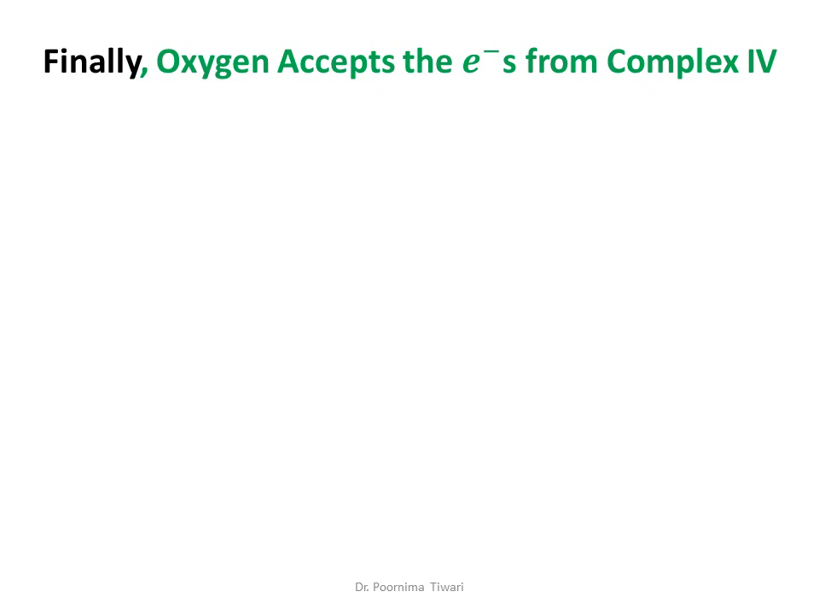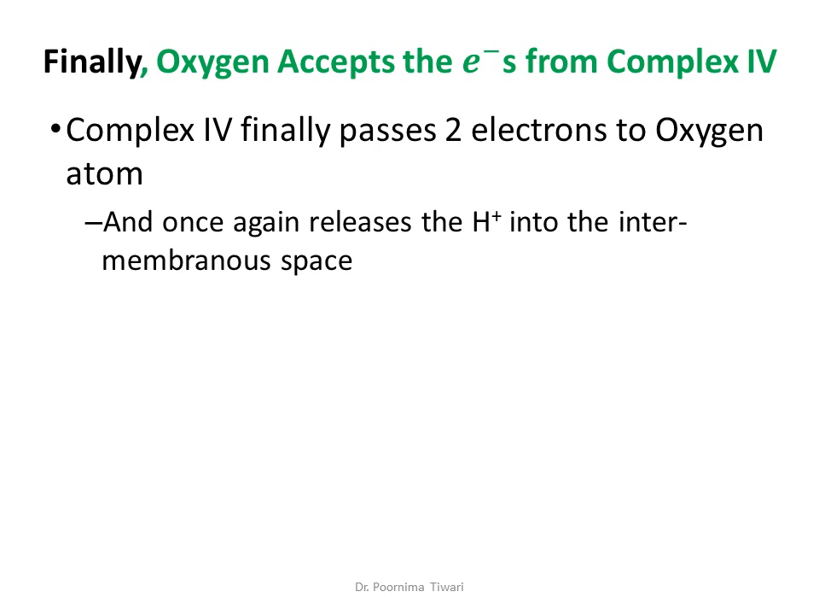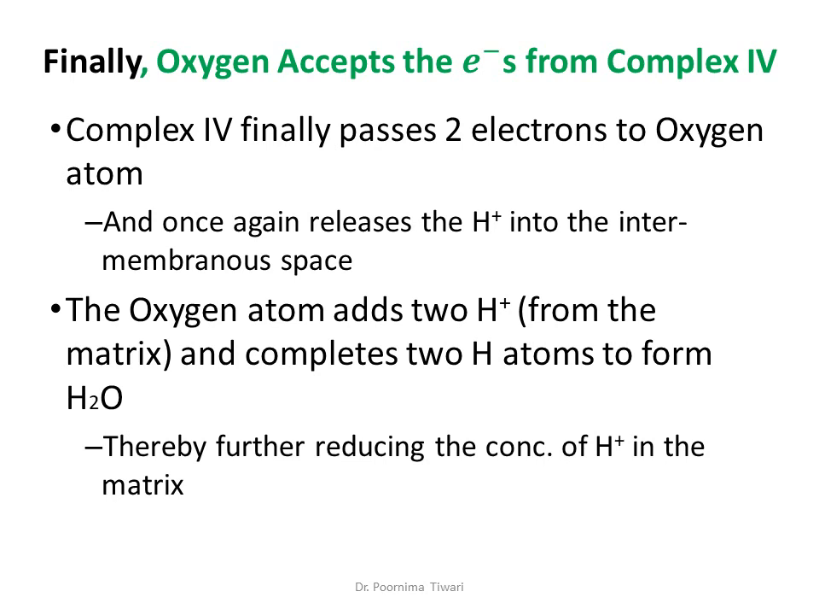Finally, the electrons are accepted by oxygen from complex 4. Complex 4 finally passes the 2 electrons to the oxygen atom and once again releases the H ion into the intermembranous space. The oxygen atom, after receiving 2 electrons, picks up 2 protons from the matrix itself and completes 2 H atoms to form H2O, which moves out. And this further reduces the concentration of H ions in the matrix.